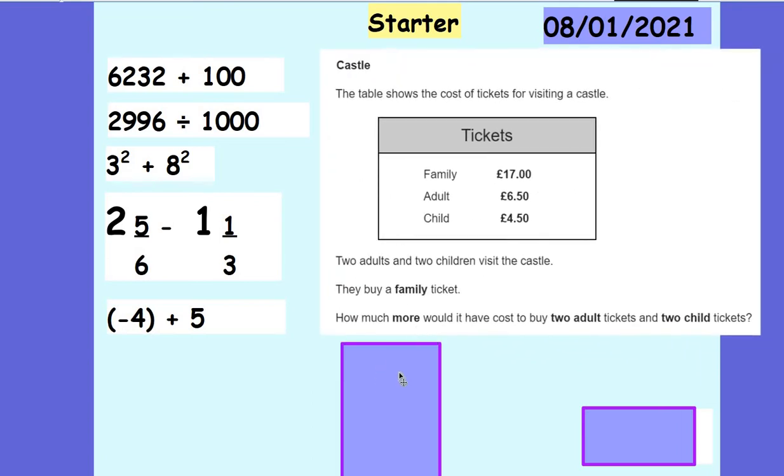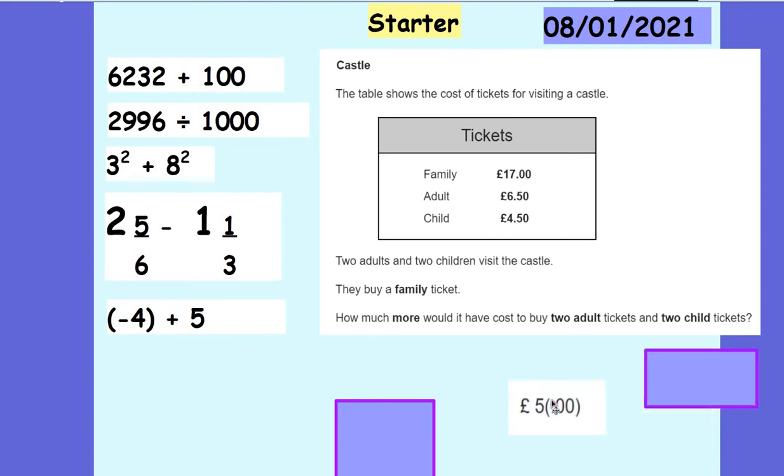And for my extension question, I asked you, at a castle, the table shows the cost of tickets for visiting a castle for a family, an adult and a child. If 2 adults and a child visit the castle, they buy a family ticket. How much more would it cost them to buy 2 adult tickets and 2 child tickets? Well, 2 adult tickets would be 2 times £6.50, which is £13. 2 child tickets is 2 times £4.50, which is £9. If you add together 13 and 9, that's going to give you 22. 22 is £5 more than £17, so the correct answer was £5. Well done if you got that right.